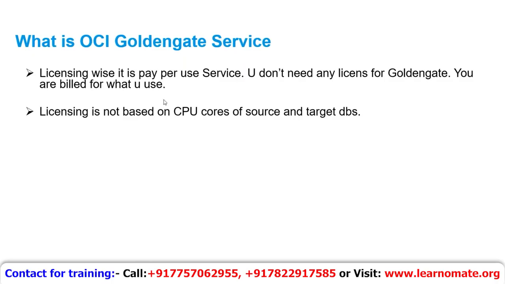Licensing is not based on the CPU cores of source and target database. OCI GoldenGate service can connect to the on-prem database, so you can extract the data from on-prem and replicate it to cloud. It can extract the data from cloud database and replicate it to cloud database. It can extract the data from cloud database and replicate to on-prem. That is also supported with OCI GoldenGate service. So this is the service which was launched in April 2021.